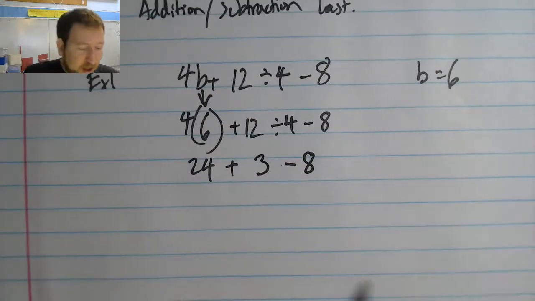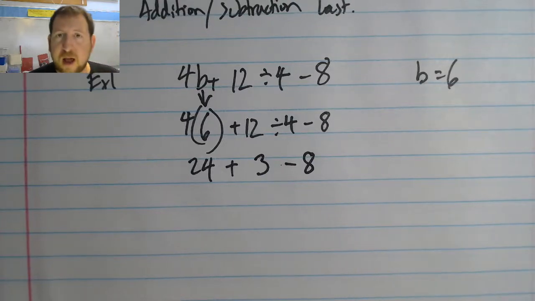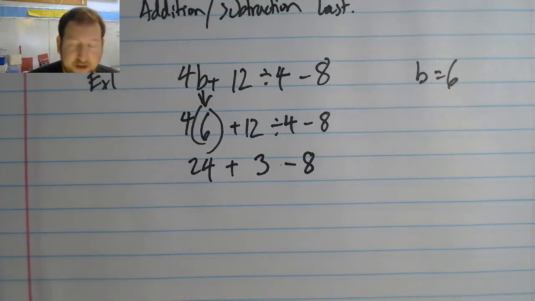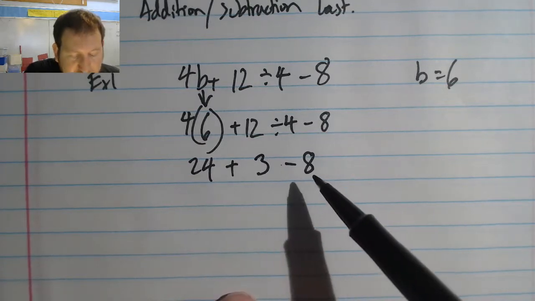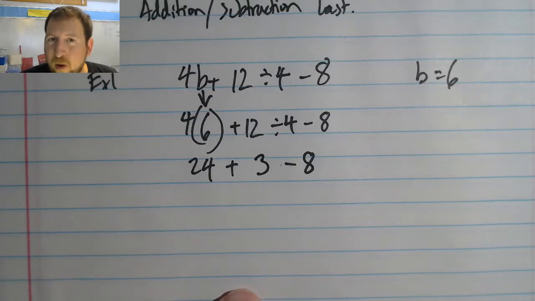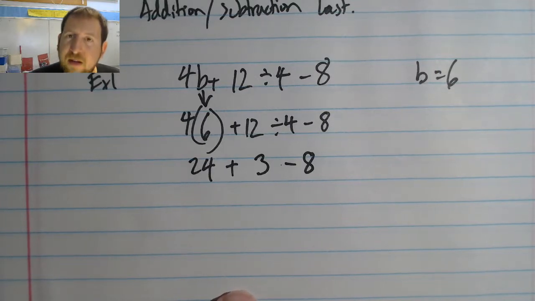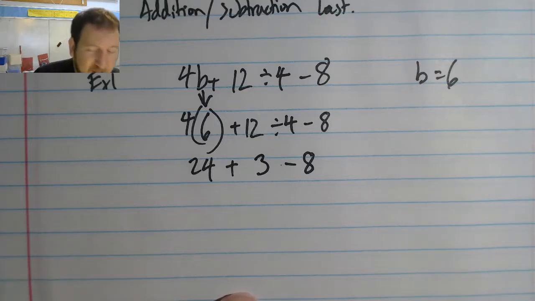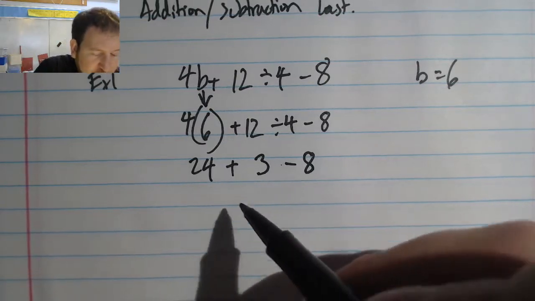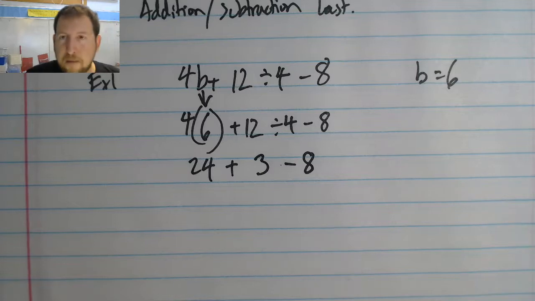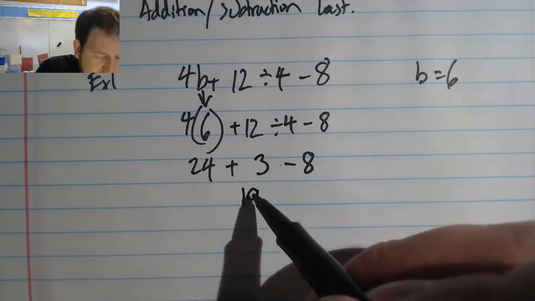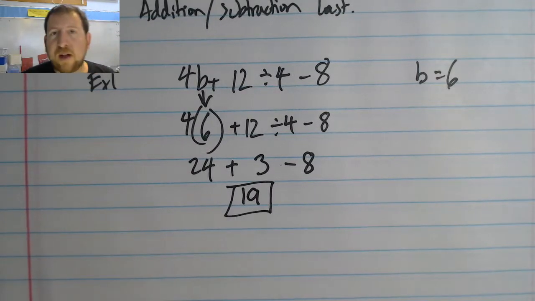Okay, now I check. I've done all of my multiplication and division. And lastly, I have my addition and subtraction left. So now I can go do that. And remember, I'm going to do it from left to right, but it doesn't actually matter what order I do them in, as long as I do it correctly, because I can move them around. But we'll talk about that in a couple sections out. 24 plus 3 is 27. 27 minus 8 is 19. So I just evaluated that using my order of operations.